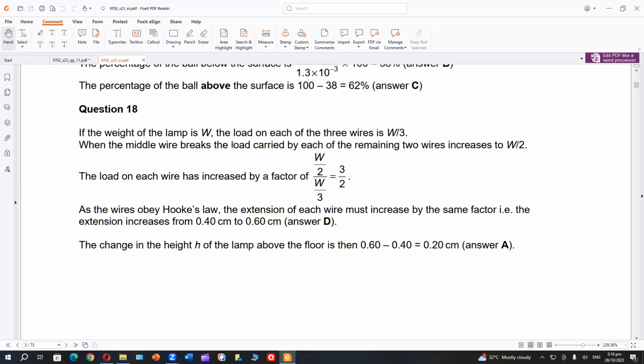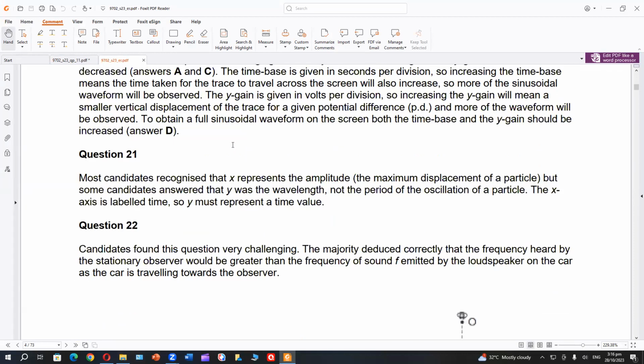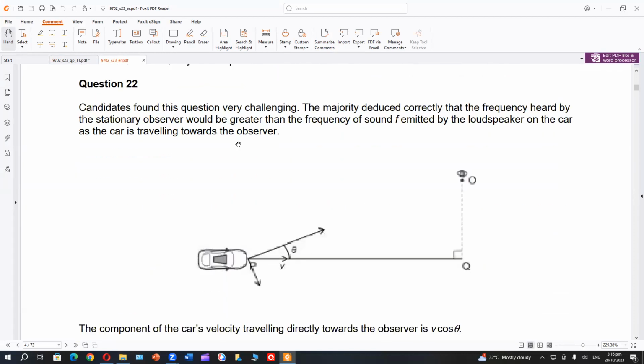The question needs some understanding of the theory, Doppler effect theory. Candidates found this question very challenging. The majority deduced correctly that the frequency heard by the stationary observer would be greater, as we also observed, than the frequency of sound f emitted by the loudspeaker on the car as the car is traveling towards the observer.